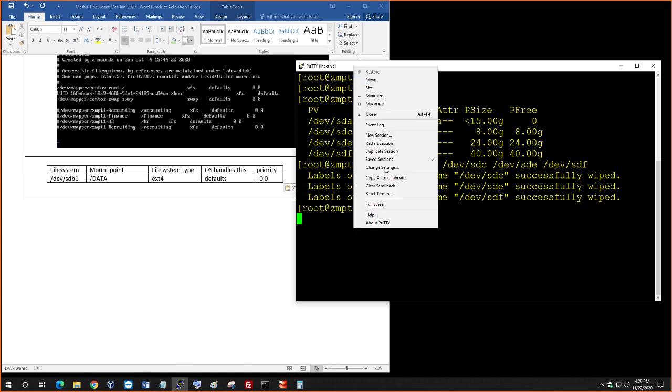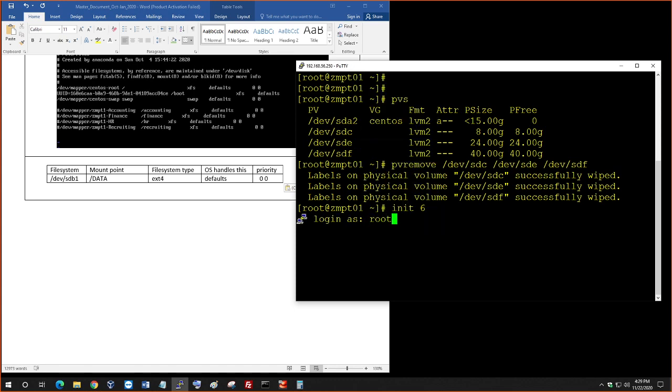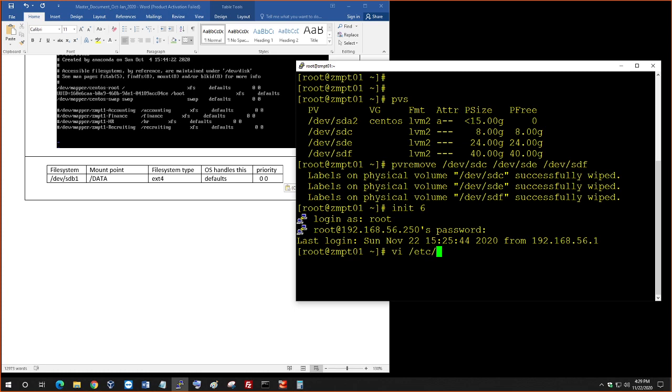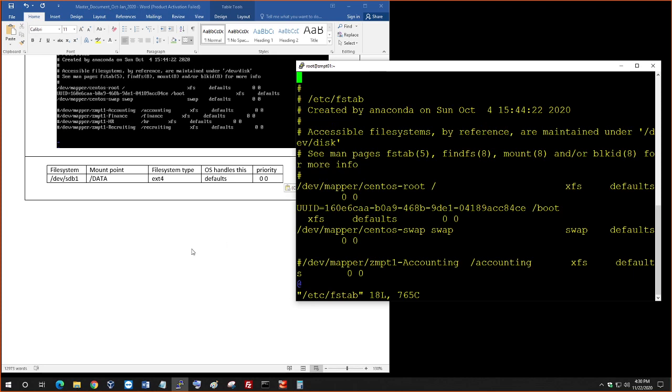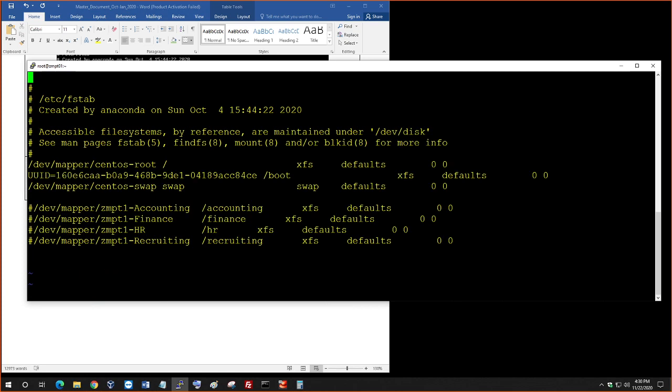Now I'm going to log in again as root. Okay, and let me go into vi /etc/fstab. I'm going to go in here and take a look. Give me one moment here.